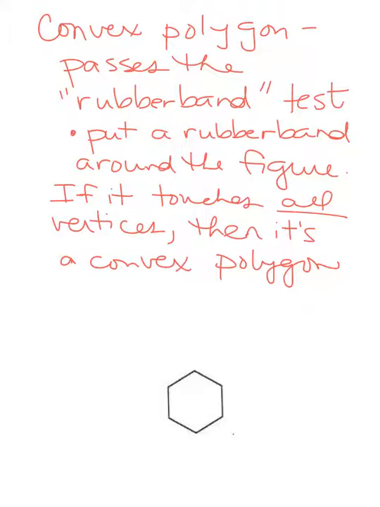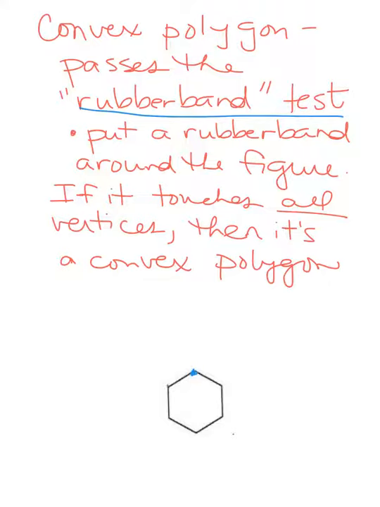There are two different types of polygons. We have a convex polygon and a non-convex polygon. There are a few different ways you can use to determine what type of polygon you have. I think the easiest way is the rubber band test. I think that's the easiest for me visually, so I'm hoping that works for my students as well. What that means is if you were to put a rubber band around the figure and it touches all vertices, then it's a convex polygon.